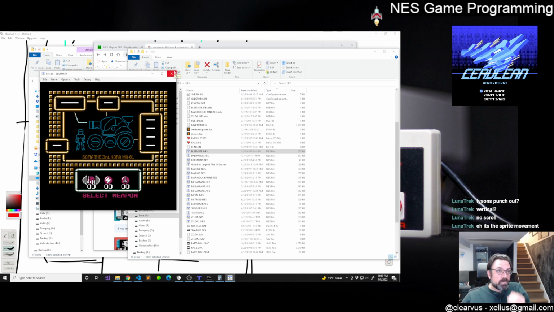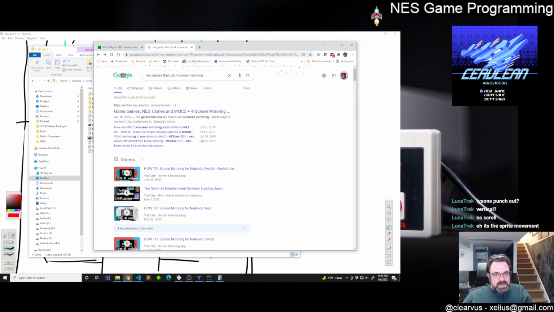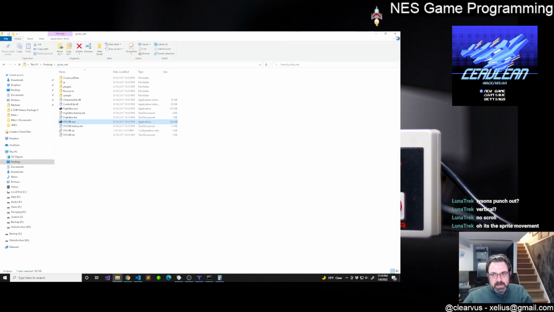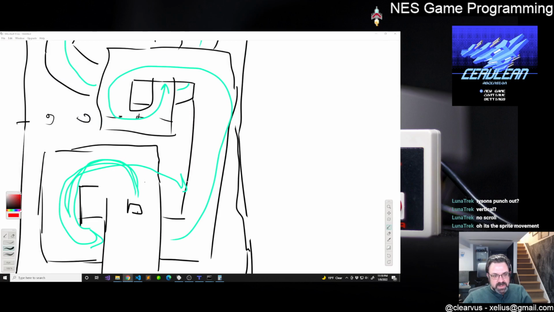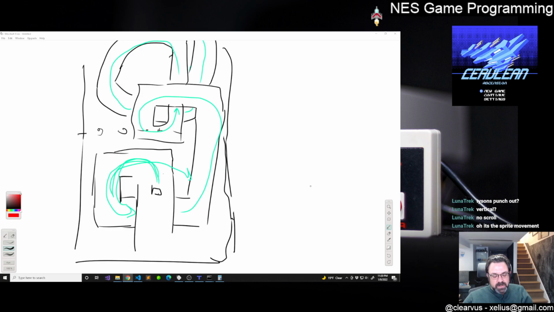So anyway, barring all of that stuff and what I explained there, Lunatrek, what other questions do you have about scrolling? Because the process with just purely horizontal and vertical is pretty straightforward, and it's the same except for what part of the name table you're updating.